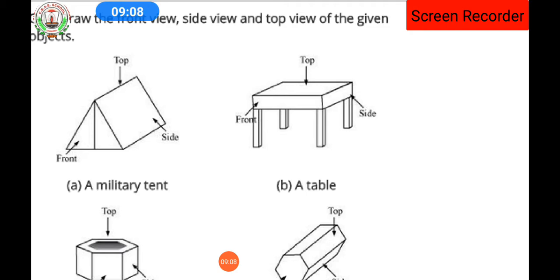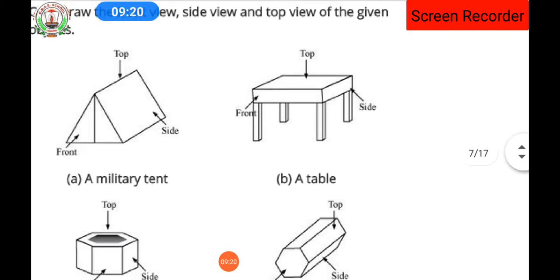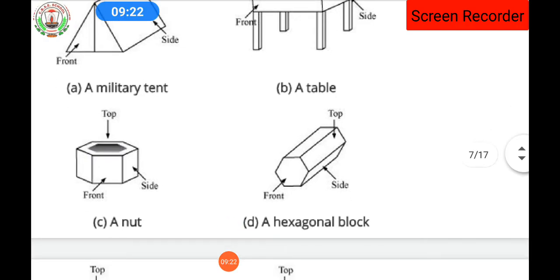But in question number 4, you have to draw. In question number 4, you have to draw the top view, front view and the side view. Clear? Similarly for the table also, you have to draw the top, side and front view, and a nut is given. That nut you have to draw side, front and top view.